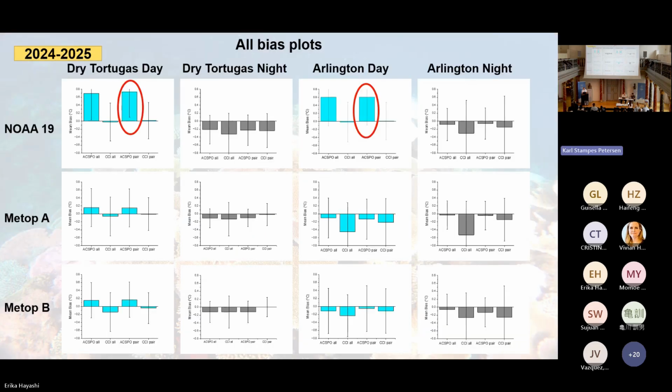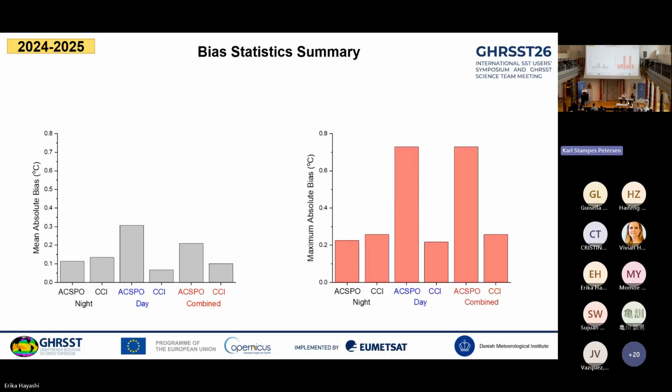Summary, and you can see the two standout spots for these two sites, for day and night. This is the total summary of the results. Mean bias, it's absolute bias, so that the positive and negative bias don't even themselves out. And you can see that Expo is up around 0.2 degrees, whereas CCI is down around 1.